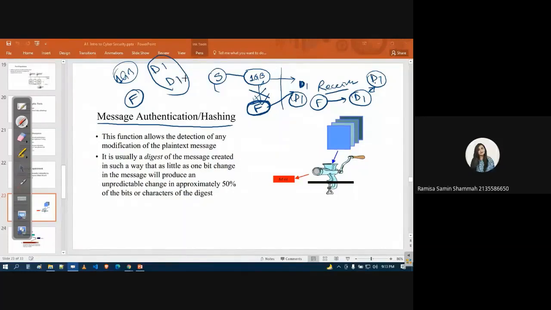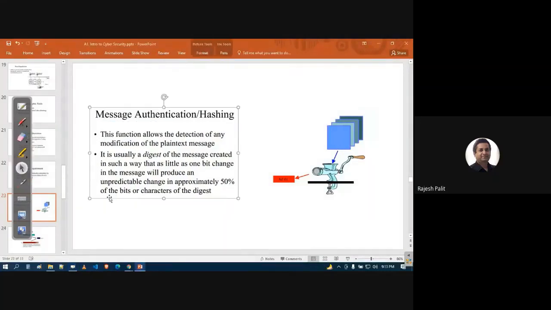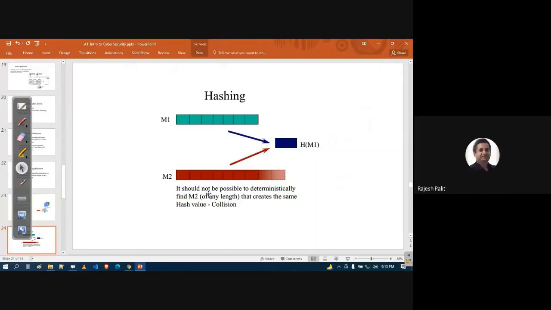That is called, in the next slide, the hash collision. The collision of hash value: two messages are producing the same hash value. If this can happen, then we cannot use that hash value or that hash function to check the integrity of a message. If two messages generate the same hash value, it is not usable.